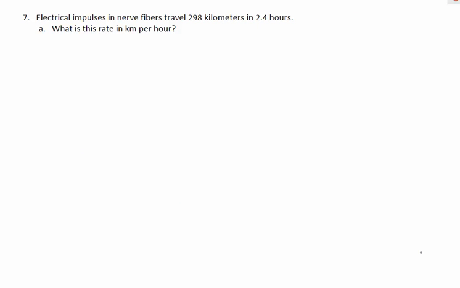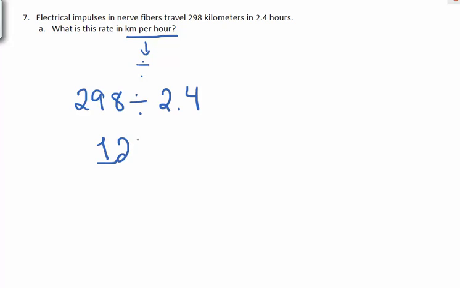Number 7. Electrical impulses in nerve fibers travel 298 kilometers in 2.4 hours. What is this rate in kilometers per hour? So the kilometers per hour tells us exactly what we need to do. Per means divide. So I'll take my number of kilometers, 298, divided by the number of hours, 2.4. This gives 124.16 bar, since the 6 will repeat forever.